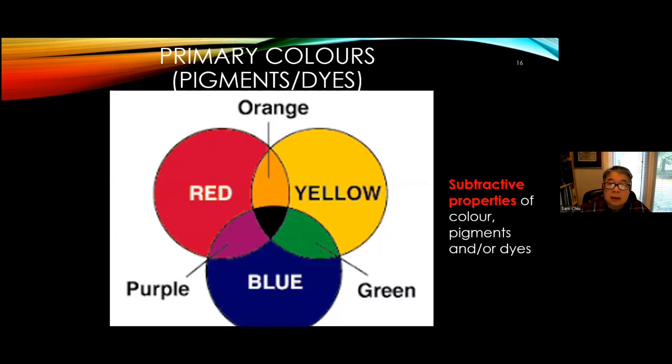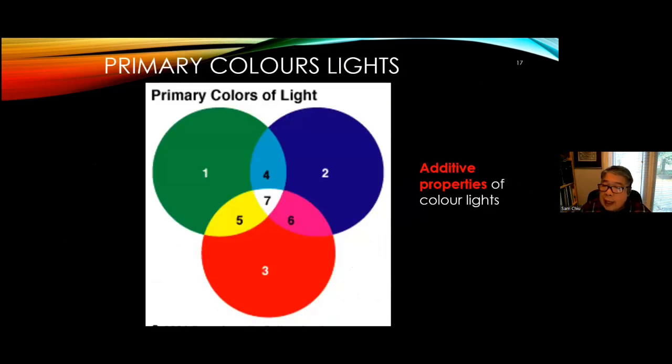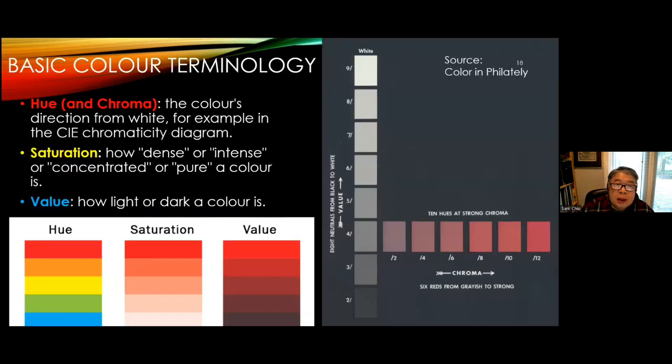In contrast to that, if you mix three light sources, if you put a green light and a blue light together, it becomes a light blue light. If you put all three lights together, it actually becomes white. So this is the additive properties of color light. So for basic color terminology, we use three axes of three different names to pinpoint color.